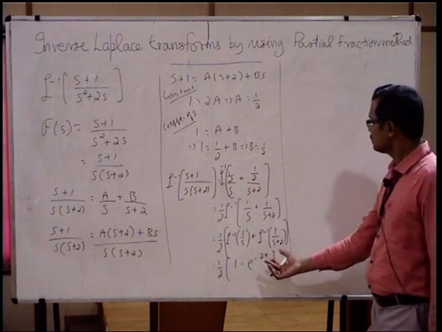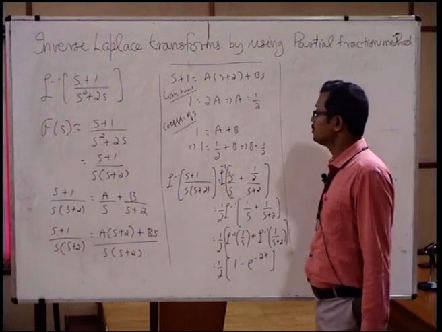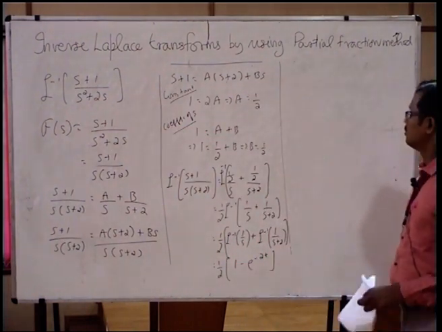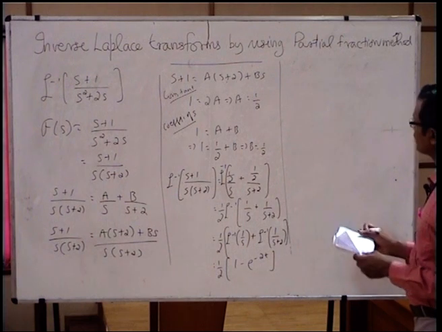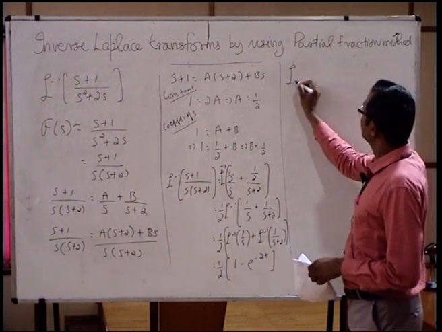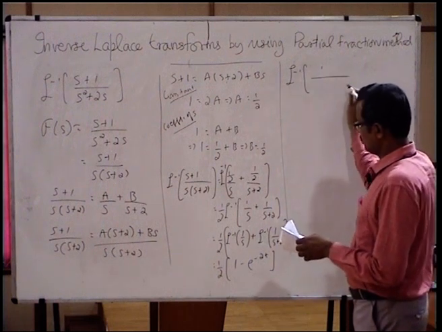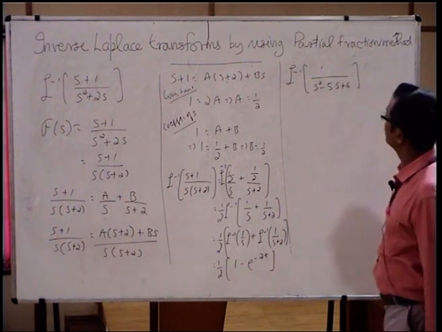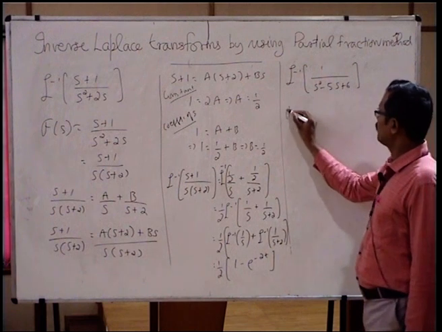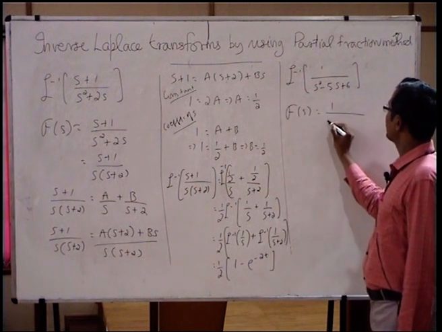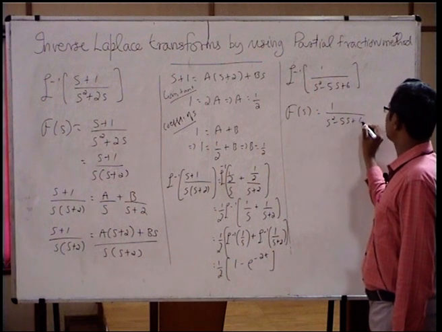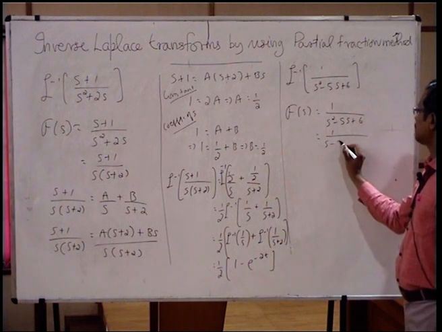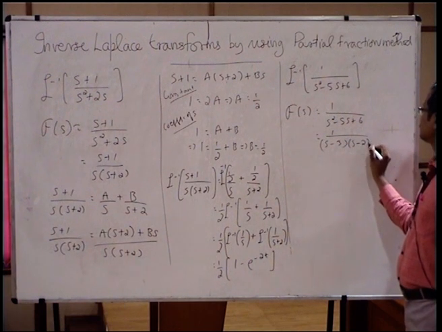So in order to verify this, you can take the Laplace transform of the RHS. So we get this function F of s. Now consider another example. Find L inverse of 1 by (s square minus 5s plus 6). So take F of s equal to 1 by (s square minus 5s plus 6). To factorize this denominator, I can write the denominator in the form (s minus 3) into (s minus 2).